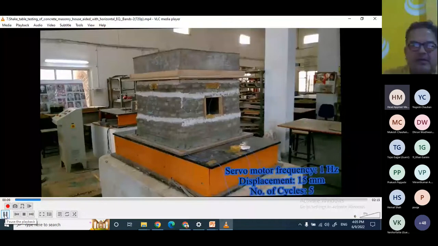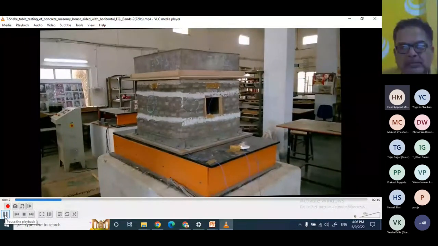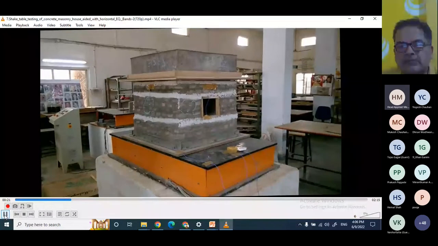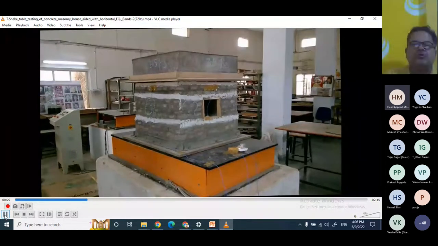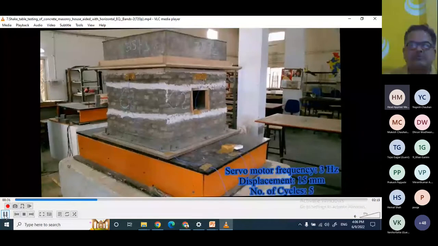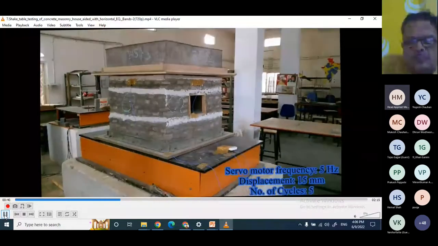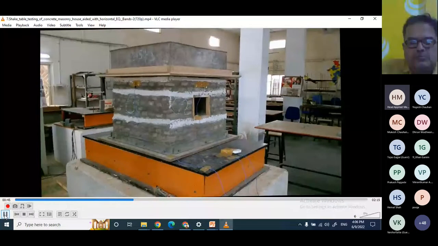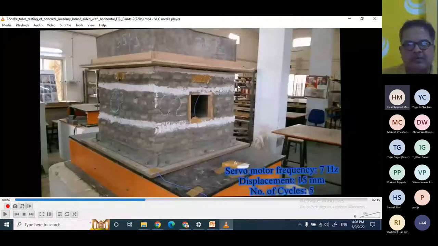Now this is done by another student, and again the brick masonry is provided as clay brick. Now you have to understand that this wall and the wall on the opposite side may have out of plane failure, while these two walls are taking most of the earthquake forces.